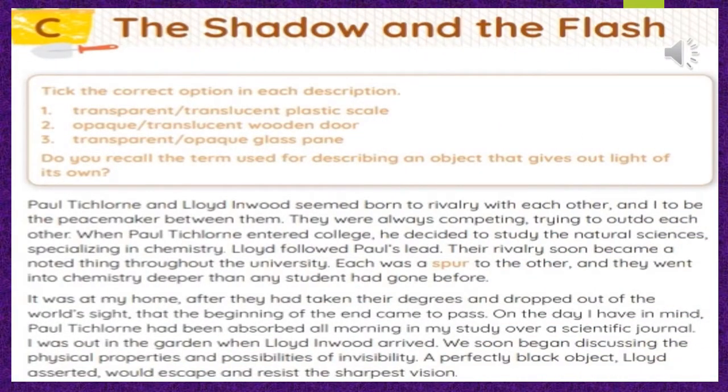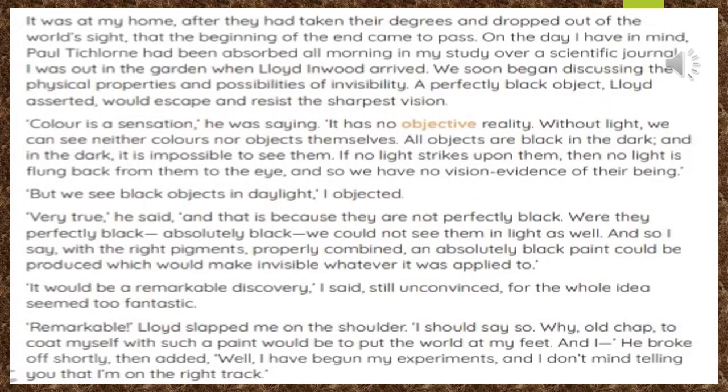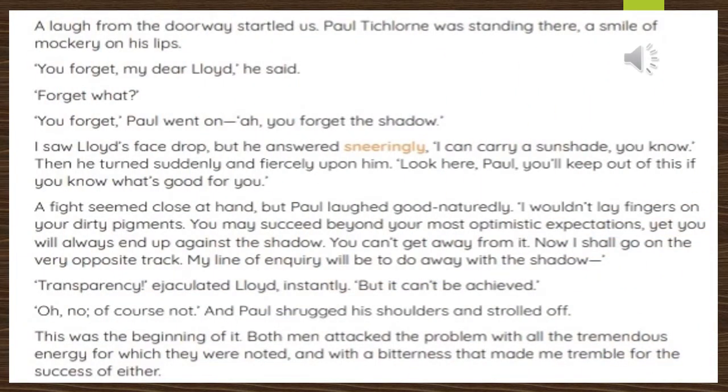Here you can see the textual image of the lesson, The Shadow and the Flash. I request all of you to read it well. Continue with your reading. After the textual images, you can see the meanings of the new words as well as the summary of the given images. Both will help you to understand the lesson well. One more image is given here for reading. Continue with your reading.